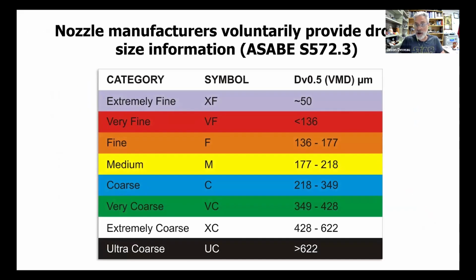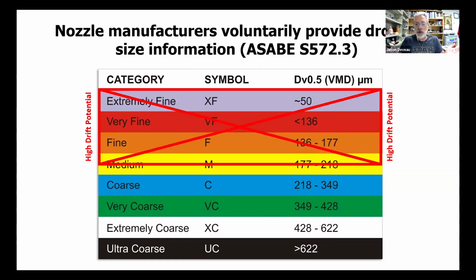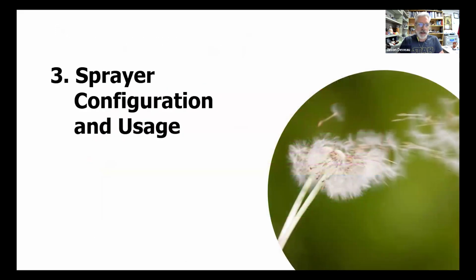Nozzle manufacturers will voluntarily provide that size, and we're seeing more and more labels saying use a coarse, use an extremely coarse, use an ultra coarse. There's no reason I can think of in a broad acre application for anyone to be using the low end of medium or finer. Not for a fungicide application, not for anything. It's just a great way to create a drift situation and frankly, not do yourself any favors in the coverage department either. You should be using the high end of medium, even for a fungicide application, or the low end of coarse and above.